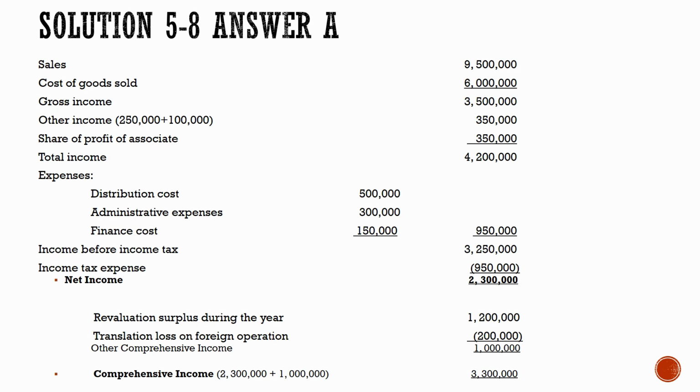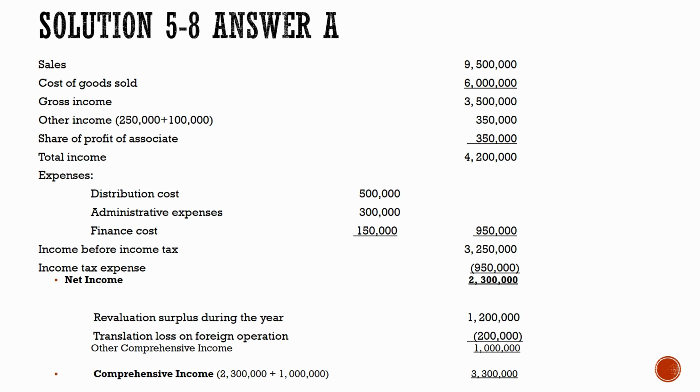To get the net income, we have to subtract the expenses from gross income. Sa problem, hindi pa given ang gross income, so hahanapin pa natin siya. To get the gross income, we have to subtract the cost of goods sold na 6 million to sales na 9,500,000. So, makakakuha na tayo ng gross income na 3,500,000.